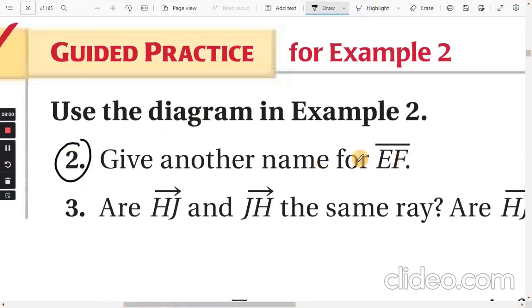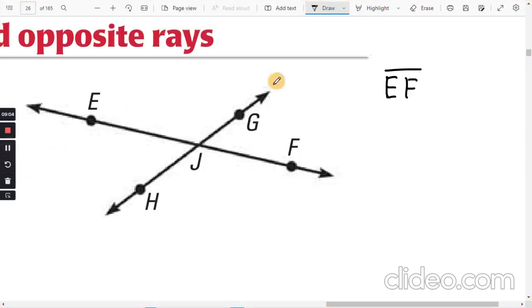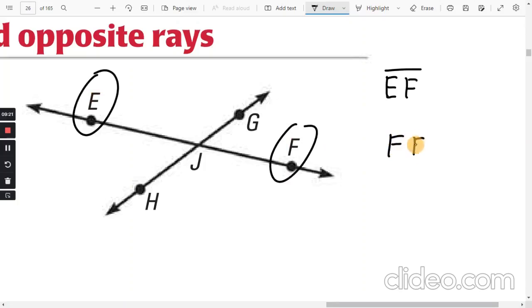Let's try guided practice number 2. Give another name for line segment EF. Let's take a look. Use the diagram and find another name for line segment EF, please. For the line segment, we said we can reverse the letters. E and F are the endpoints, so we can also say FE with the correct symbol on top. We didn't really even need the diagram for this problem, because if EF is a line segment, then you could just reverse the letters and say FE.